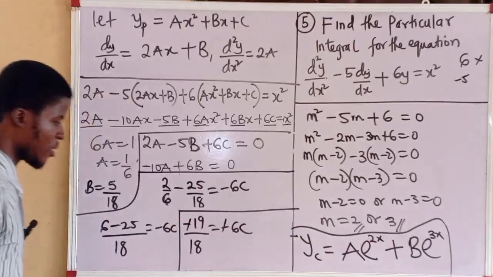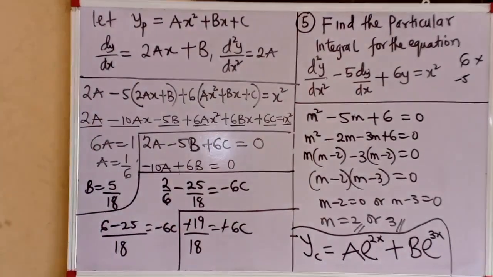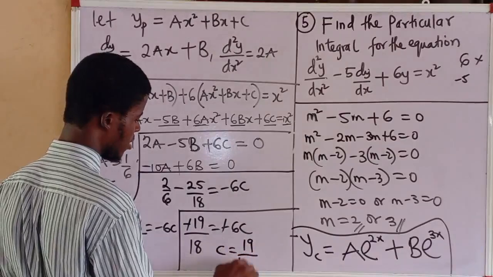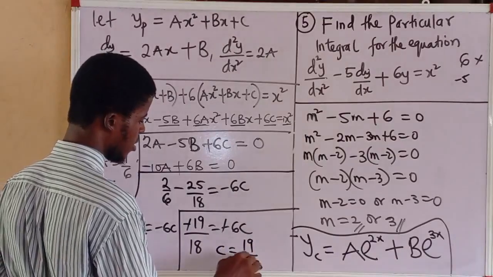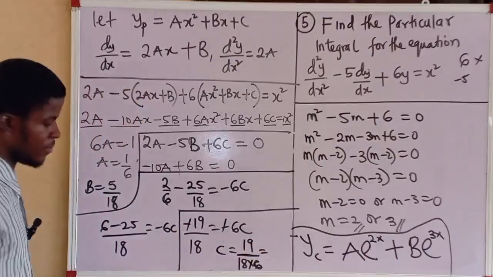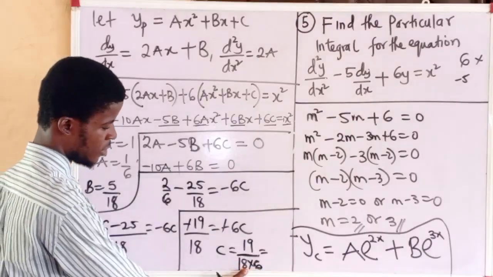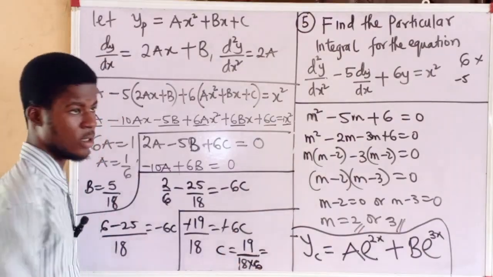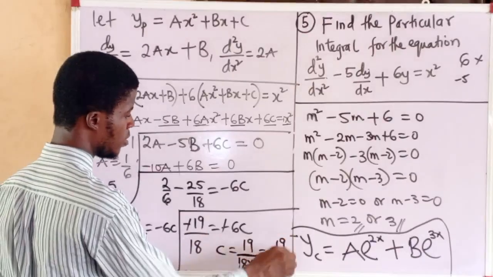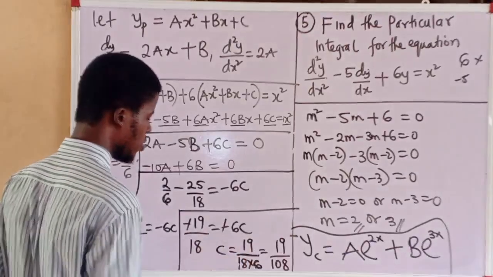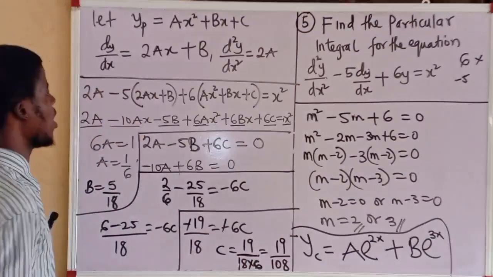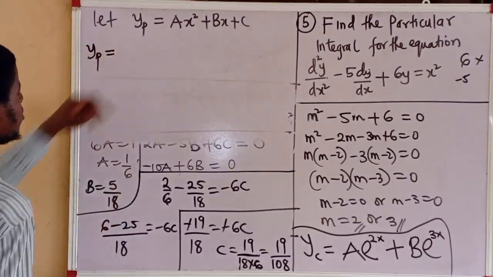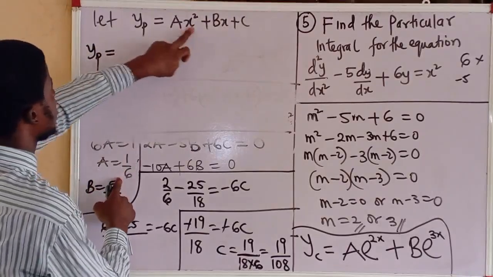Minus take away minus. So if we divide both sides by 6, we'll have c equal to 19 over 18 times 6. 18 times 6 is 108. So 19 all over 108. So we've gotten the constants that we need. What now is the particular integral? So the particular integral is this. What's a? 1 over 6. So 1 over 6 x squared.